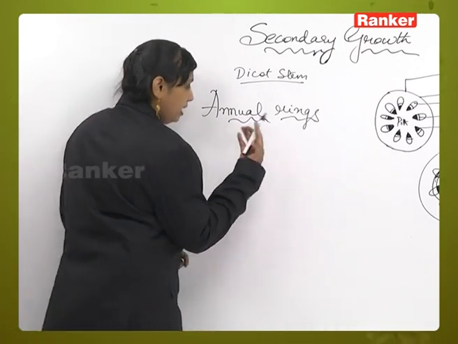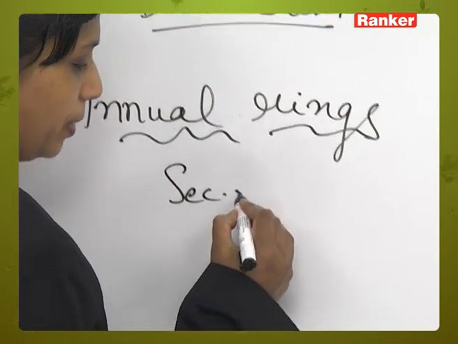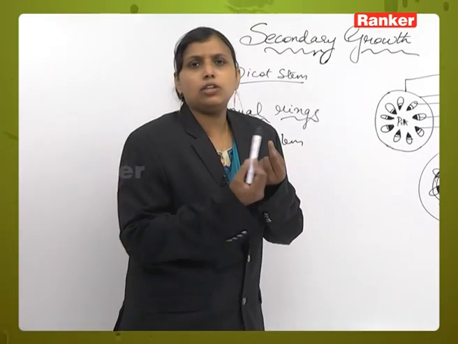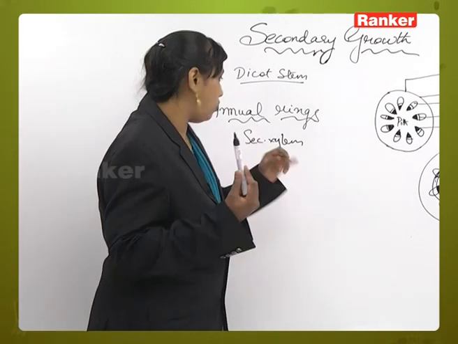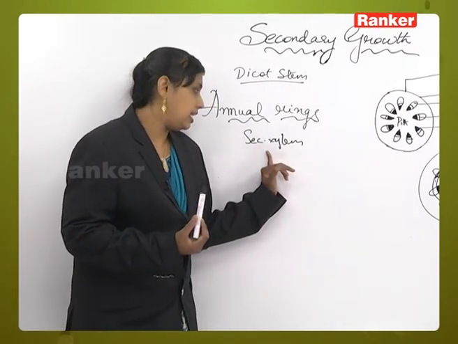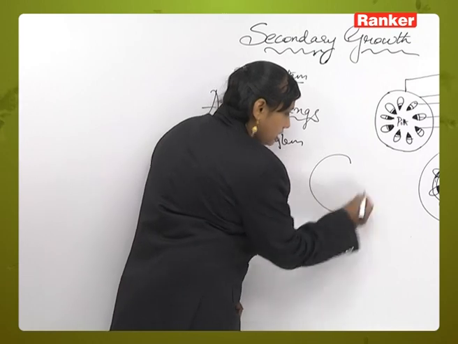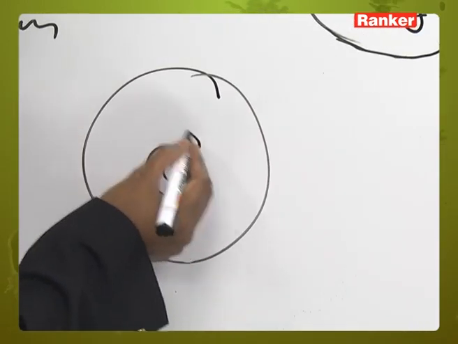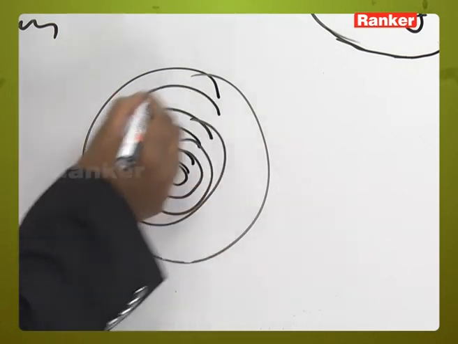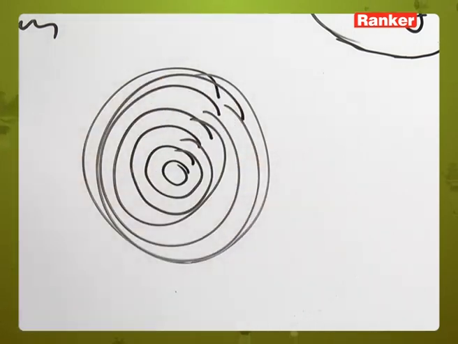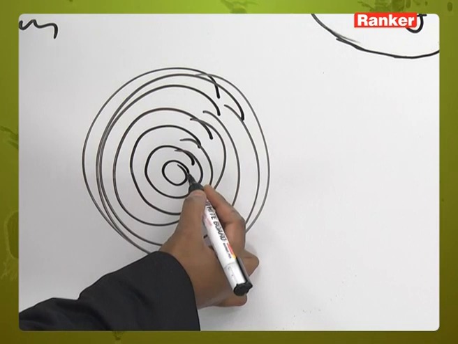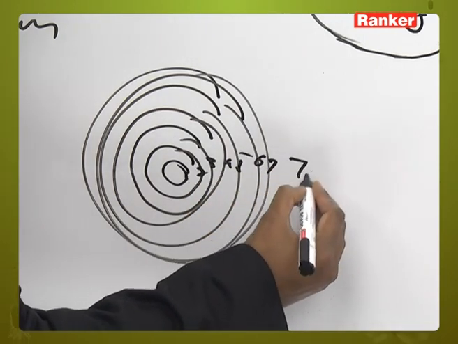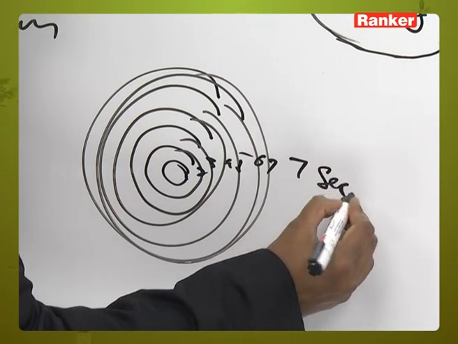So, every year in a plant you will see the development of secondary xylem. Okay. Every year you will see the growth of secondary xylem. Year-wise layer formation will occur in the secondary xylem. So, for example, if it is the stem, this will be 1 year, 1 secondary xylem, second year, third year, fourth year, fifth and sixth. Okay. Now, here how many rings are there? 1, 2, 3, 4, 5, 6, 7. So, 7 secondary xylem rings.